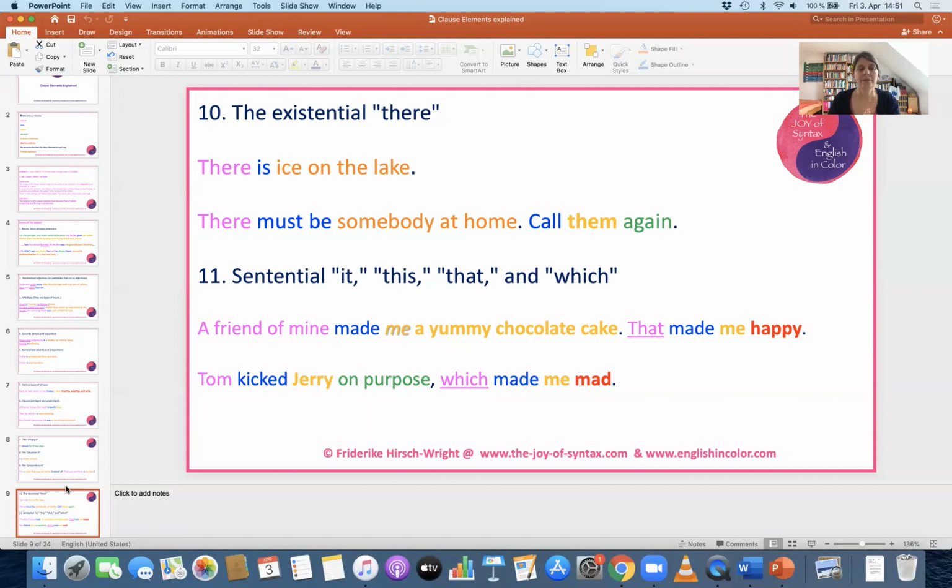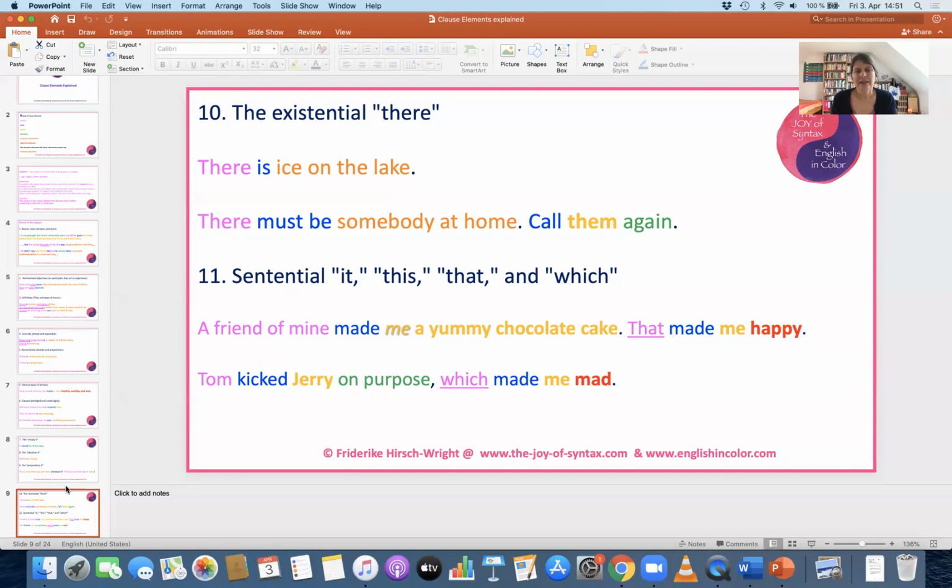So there can be a grammatical subject. It simply is a fact of life. So there's ice on the lake. There must be somebody at home. Those are examples of existential there. And then finally, it, this, that, and which can be so-called sentential subjects.